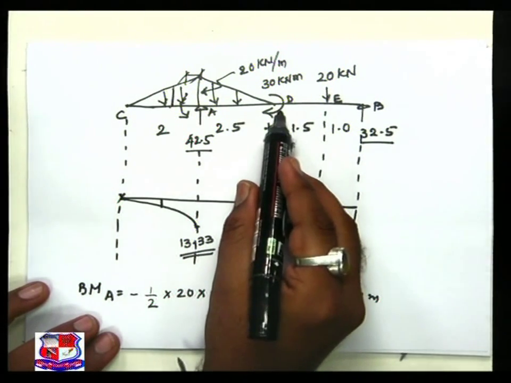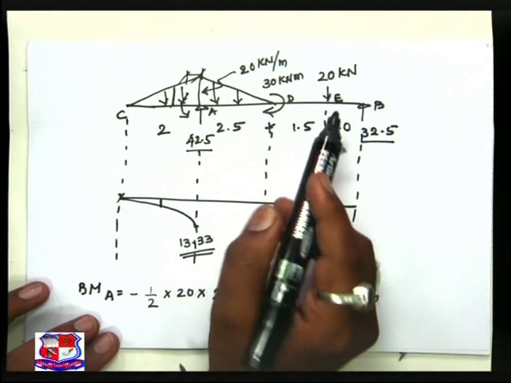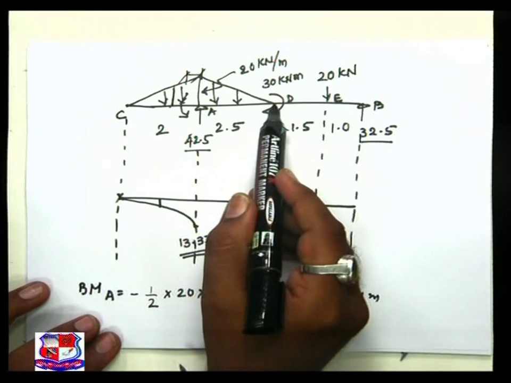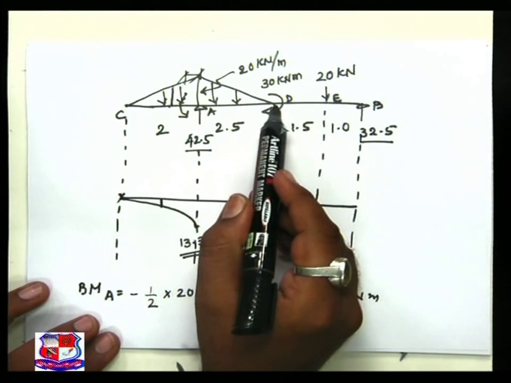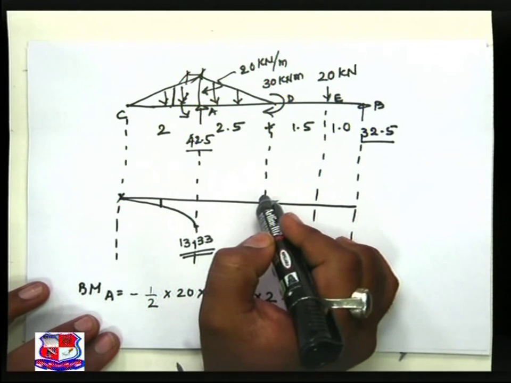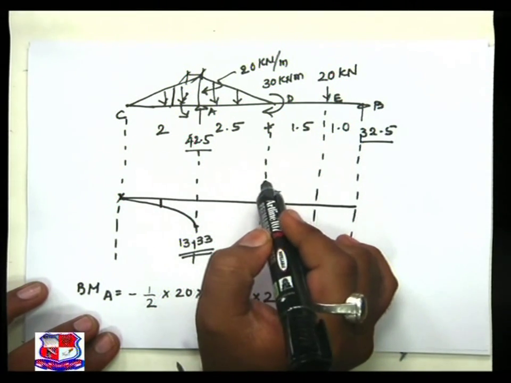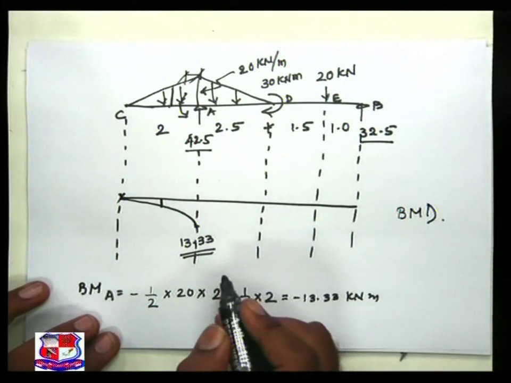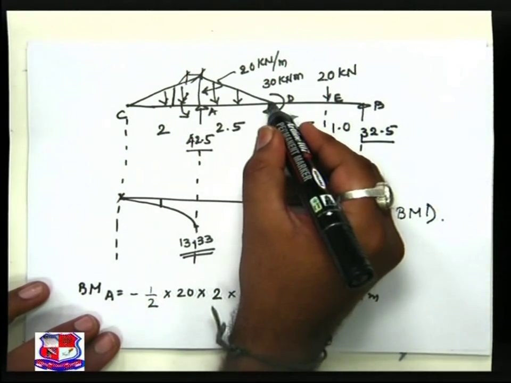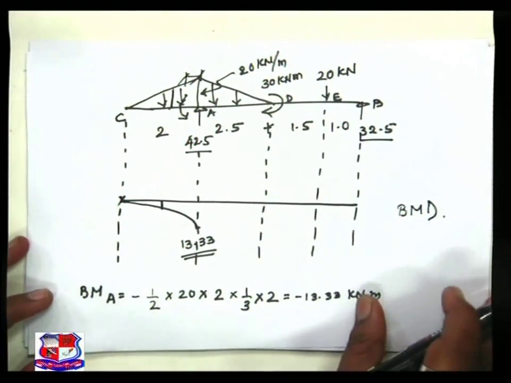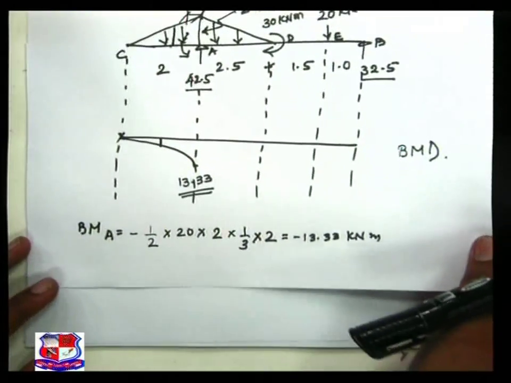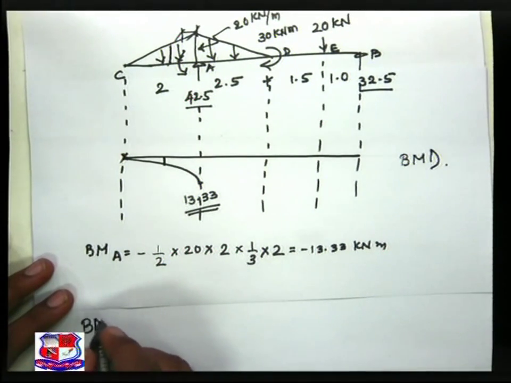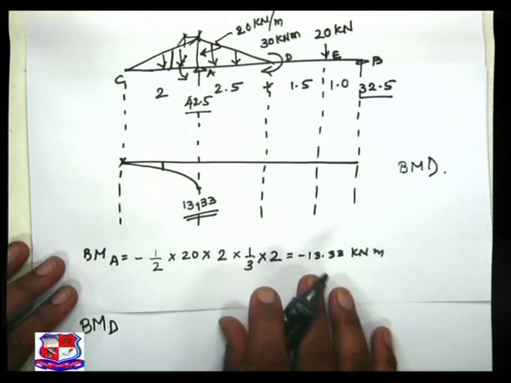Next is the point D, that is our concern. At the point D, a concentrated moment is acting. As such, when the concentrated moment is acting, there is a sudden change, which we can visualize over here in the bending moment diagram. Hence, I will take the section just left of D. So what I will do is take the bending moment at D, just left.